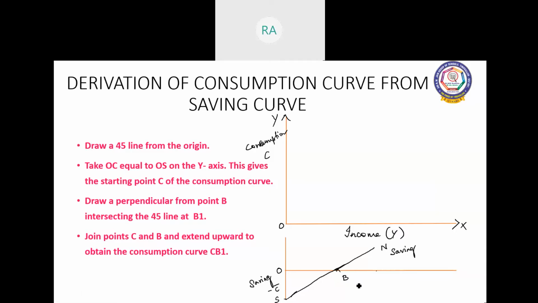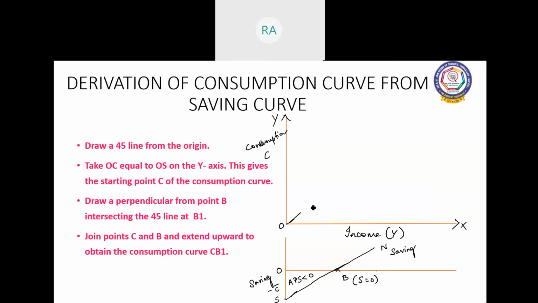And at this point, saving is 0, and at this point, APS is less than 0. And here there is saving. This is the point above B where there is saving.